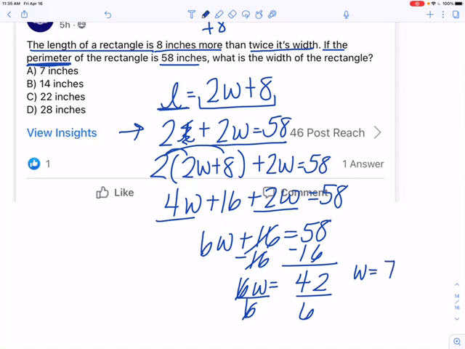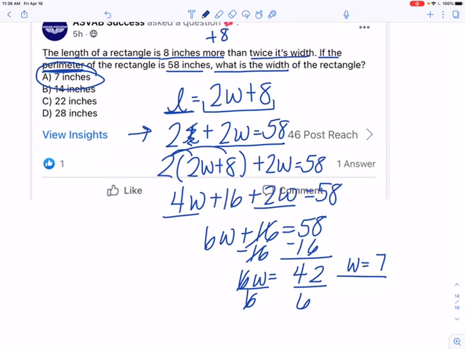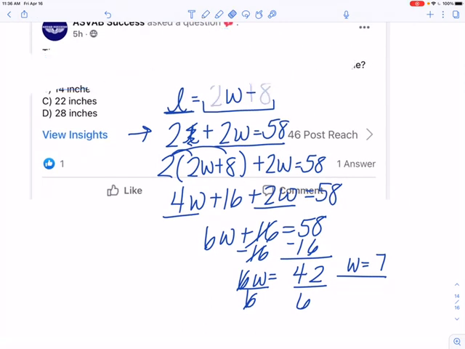Now I found the width. Let's go back to the question and see what the question is asking me for. It's asking me for the width of the rectangle. Perfect, so that is the answer. I don't have to do anything else. Remember, whenever we come to an answer, or we think it's an answer, or we finish doing some math, go back to the question and make sure that that is the actual answer. Okay? All right, let's keep going.